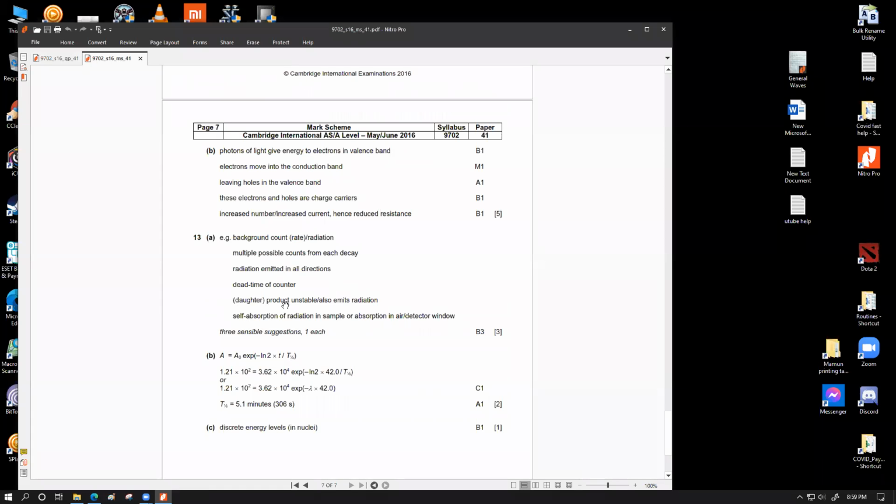Yes. So the daughter product will be unstable or also emit radiation. Self-absorption of radiation in the sample, or absorption in air or the detector window. Okay. Self-absorption of radiation in the sample or absorption in air or the detector window. This needs a bit of drawing.